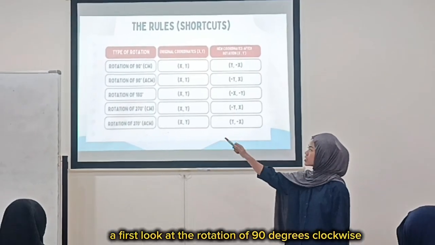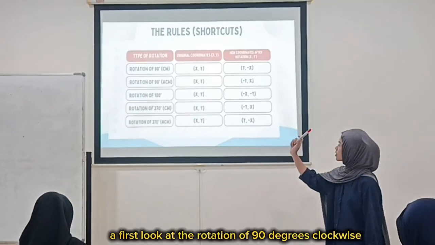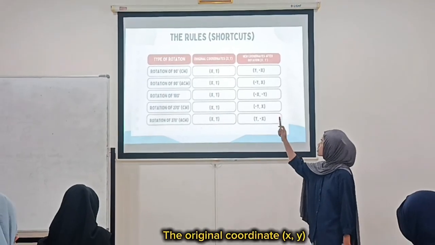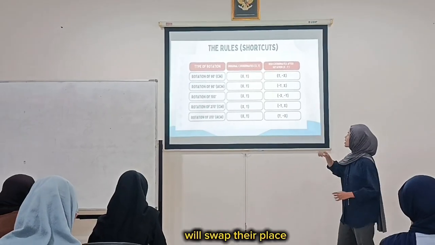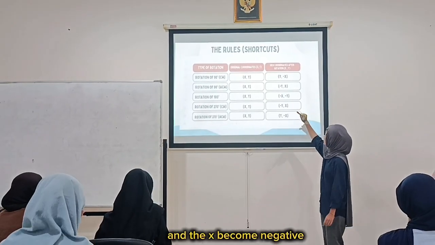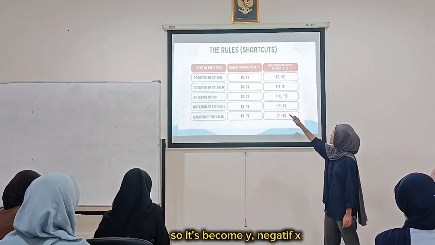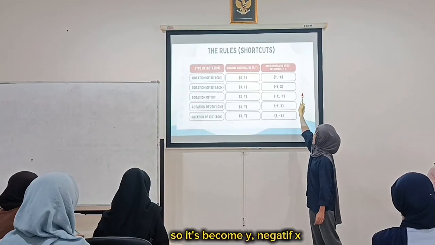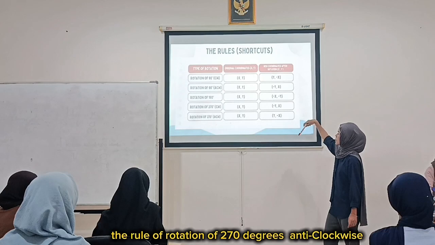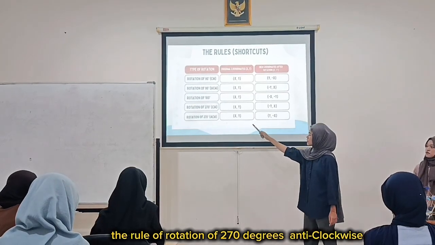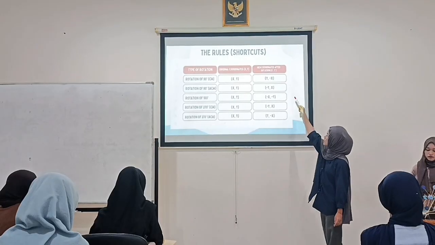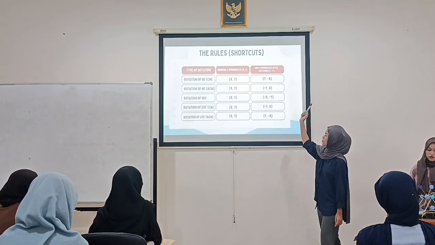First, look at the rotation of 90 degrees clockwise. The original coordinates x, y will swap their places, and the x becomes negative. So it becomes y, negative x. And this is exactly the same as the rule for rotation of 270 degrees anti-clockwise. Do you see this? Yes!